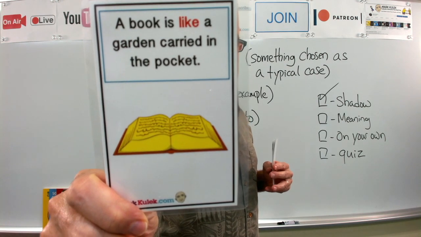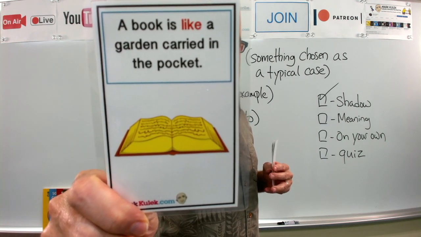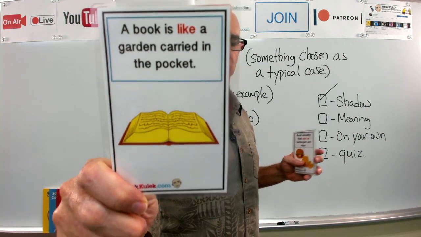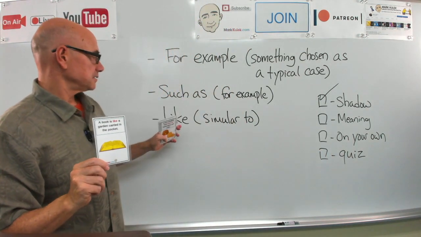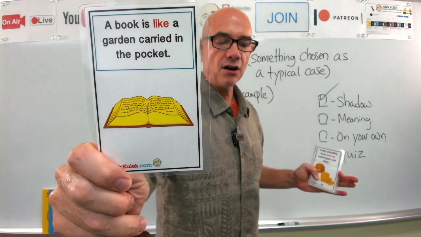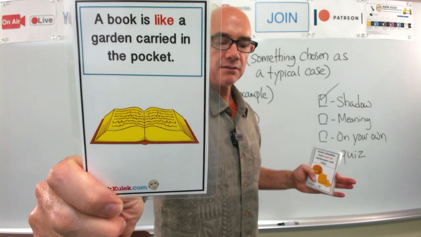A book is like a garden carried in the pocket. Oh, that's nice, yeah? So like, similar to. So we're saying a book and a garden are similar, right?